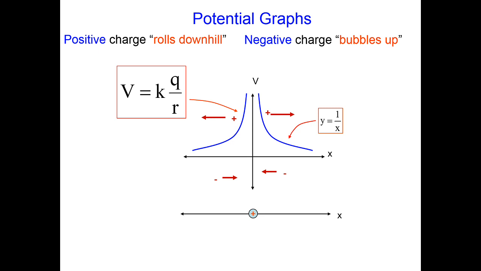In this case, we don't really need a potential graph. If we know that there is a positive charge, then positive charges will repel and move away from the center charge, and negative charges will be attracted and move towards the positive charge. However, we can plot these graphs in increasingly complicated systems, so it's good to look at a few simple examples to see how they work.